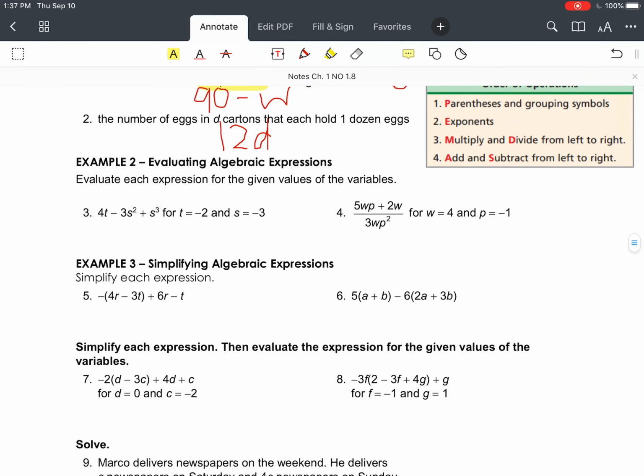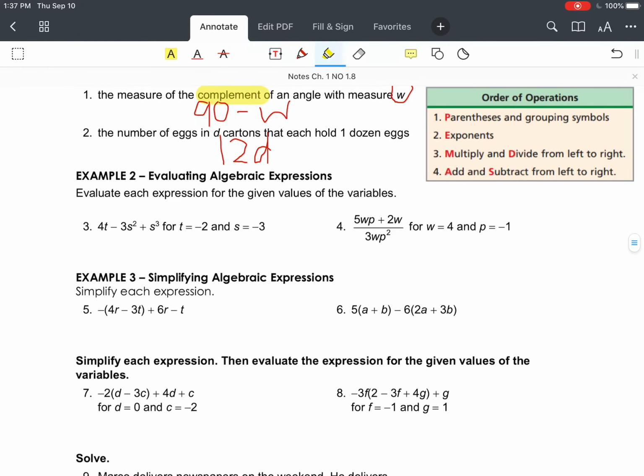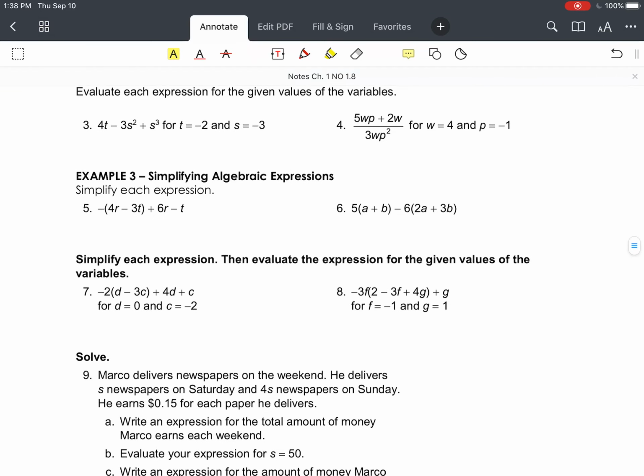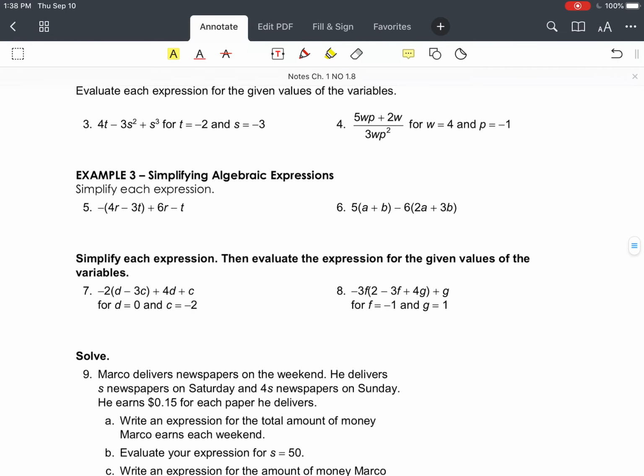Now for evaluating algebraic expressions. It's very important that whenever you are evaluating or solving or simplifying, you follow order of operations. Order of operations is here on the right. Parentheses are always first, along with grouping symbols. A grouping symbol that people sometimes forget about is the division bar. A division bar is also a grouping symbol. Then you do exponents, then multiplication and division, whichever occurs first from left to right, and then adding and subtracting, whichever occurs first from left to right.